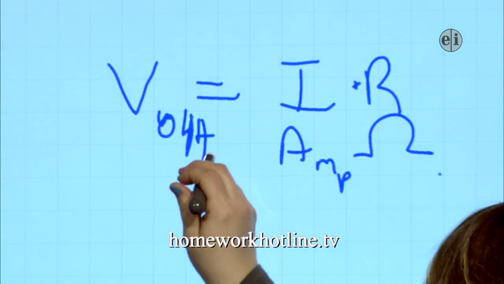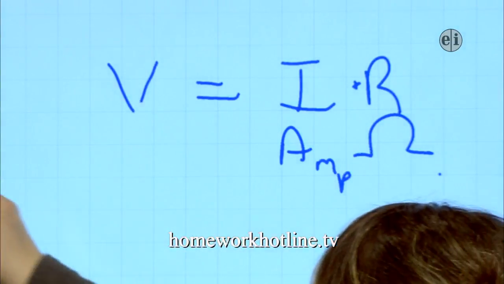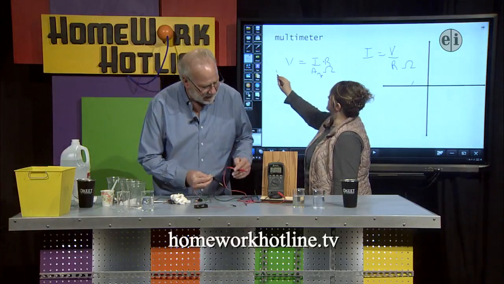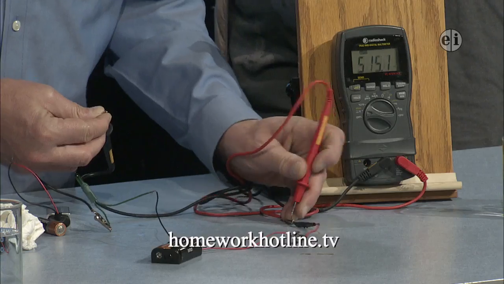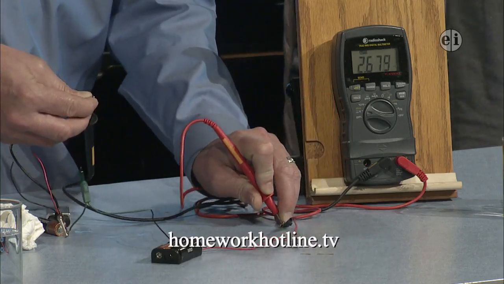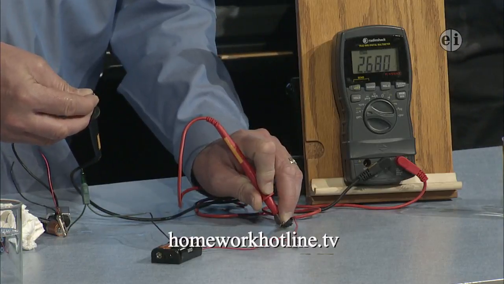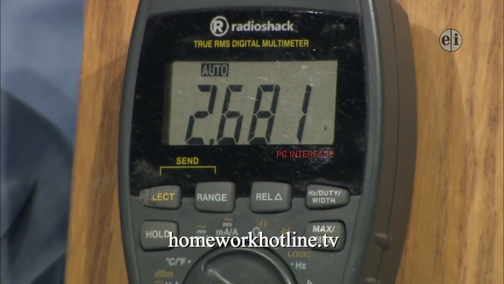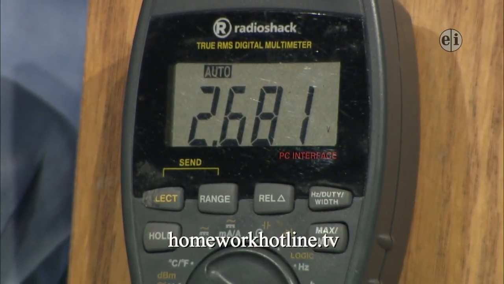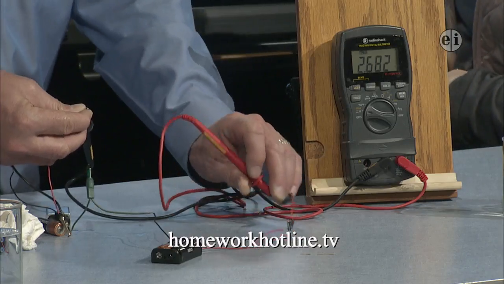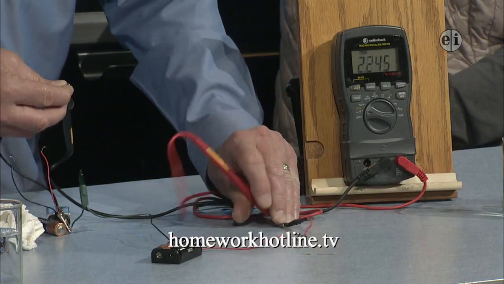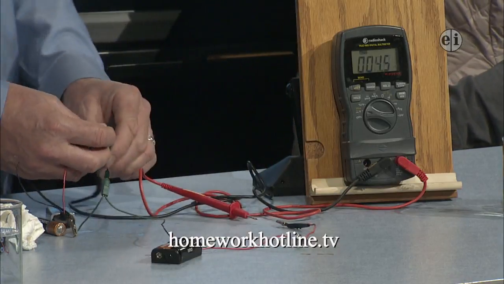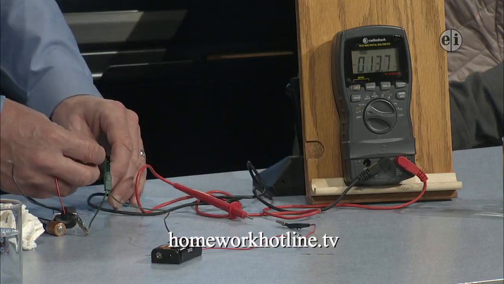Oops. And I'm going to measure how many volts I have with this, because I think I have it set to voltage. And it is 2.68 volts with the 2 batteries hooked together. 2.68, right? It's 2.68 volts.